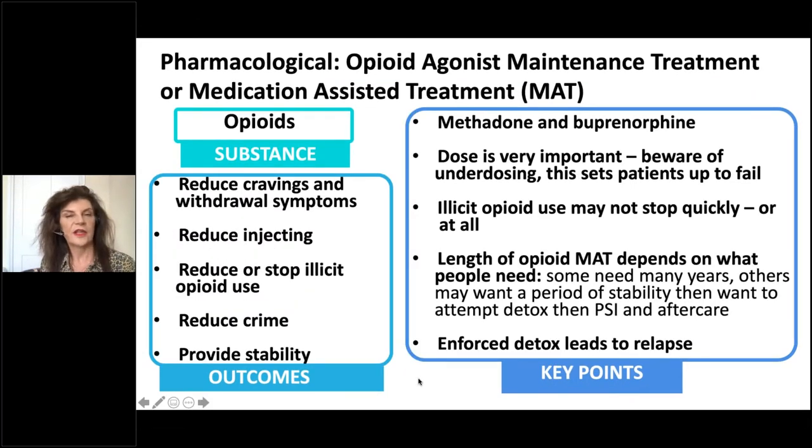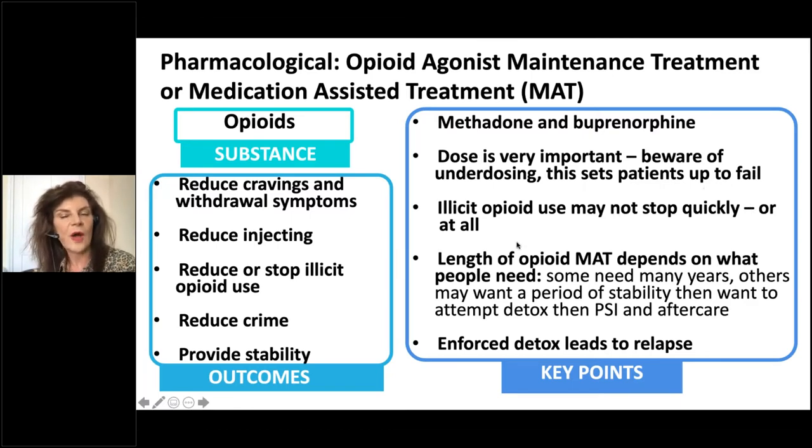Let's take a quick look at opioid agonist maintenance treatment, sometimes called opioid medication assisted treatment. This is for opioid drug use, such as heroin, etc. What we're trying to do here is reduce cravings and withdrawal symptoms, reduce injecting, reduce or stop illicit opioid use, reduce crime, and provide stability. The drugs recommended in the international guidelines are methadone and buprenorphine. Dosing is very important, and having people on the right dose that suits them and is within the evidence-based recommendations. We have to really beware of underdosing because this sets patients up to fail and they are likely to use illicit opiates on top.